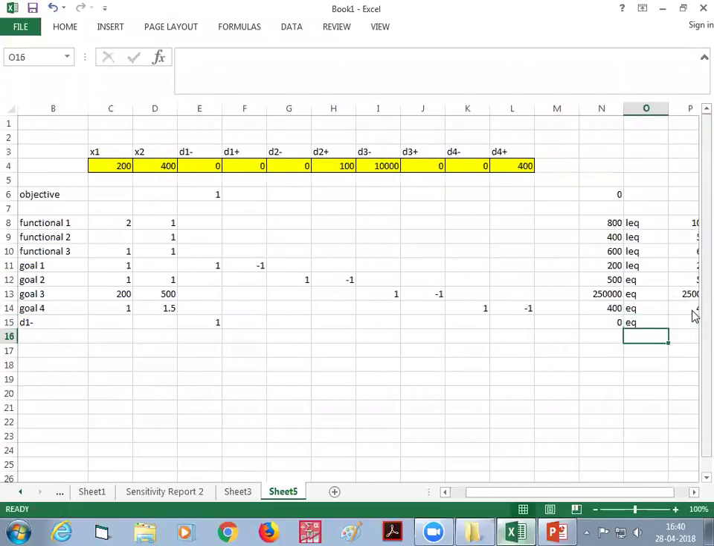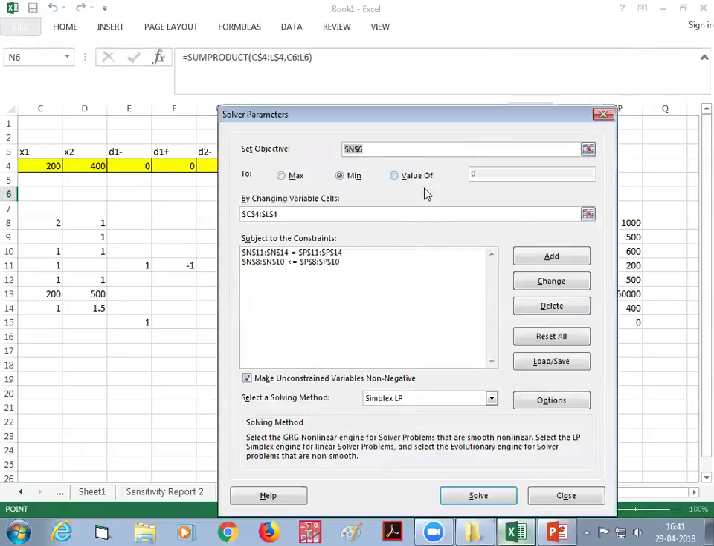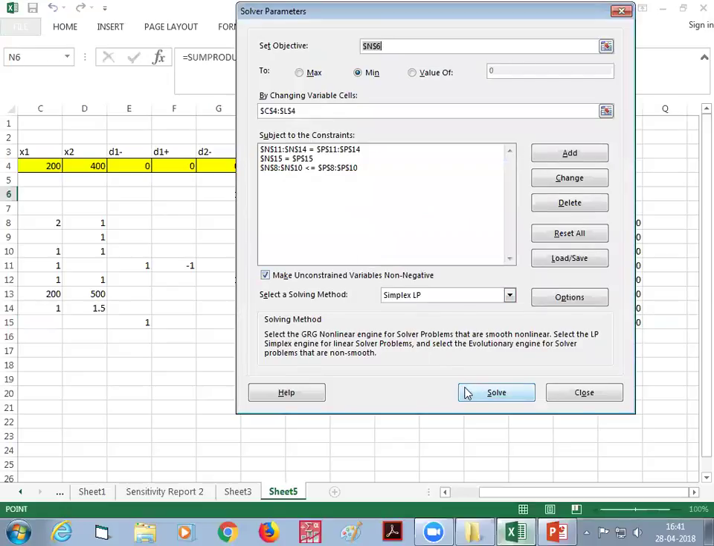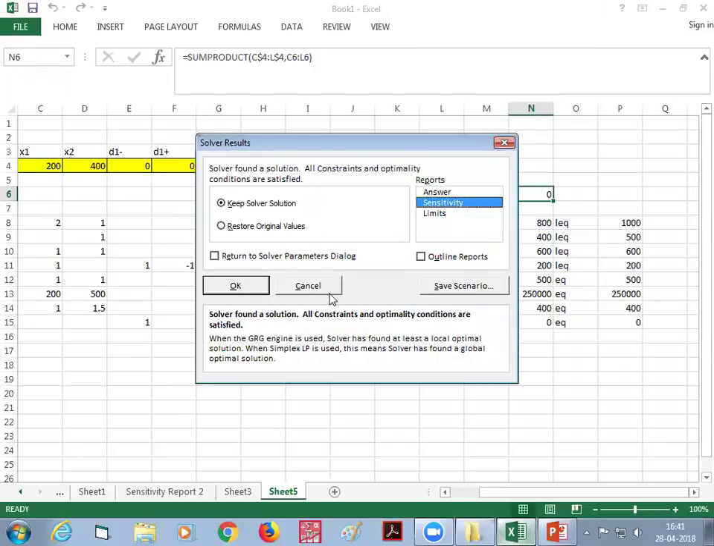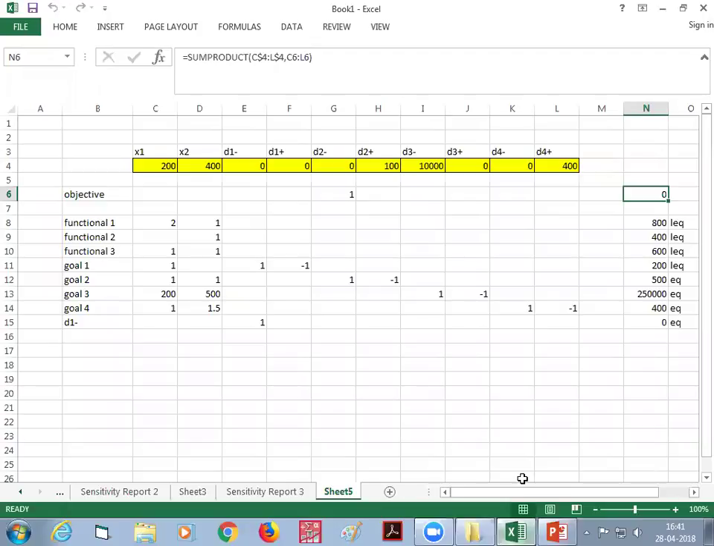So once we finished priority level 1, we bring in this new constraint, and now we go to priority level 2, which is D2 minus. So now we want to minimize D2 minus. So solve, but we bring in this new constraint that D1 minus equals 0. And we solve again. Alright? So by chance, it's already achieved at the same point.